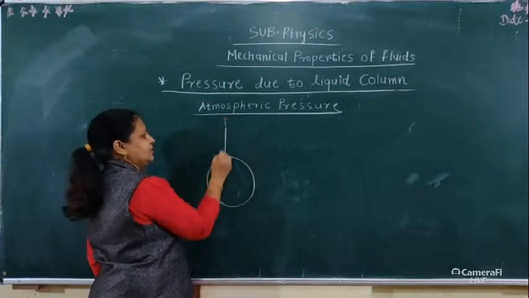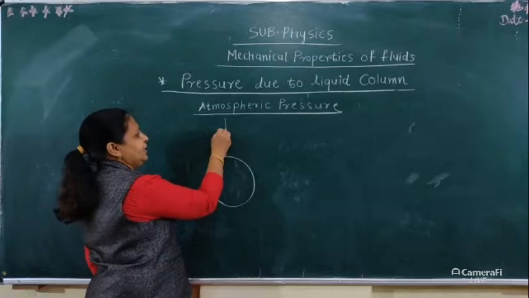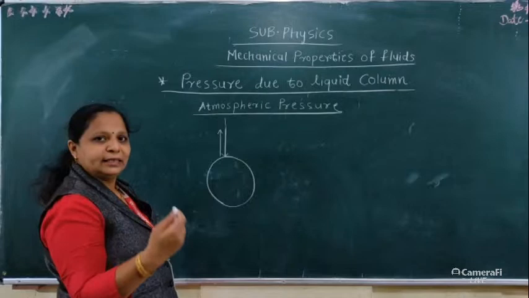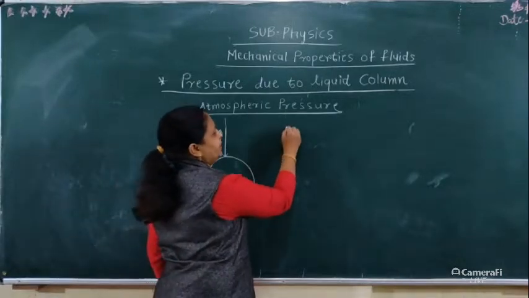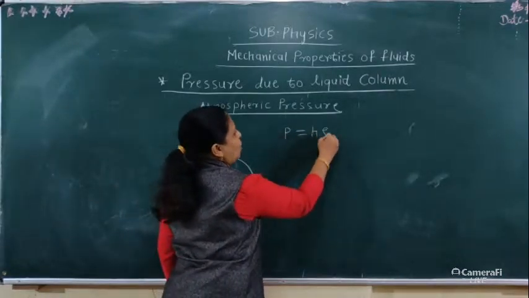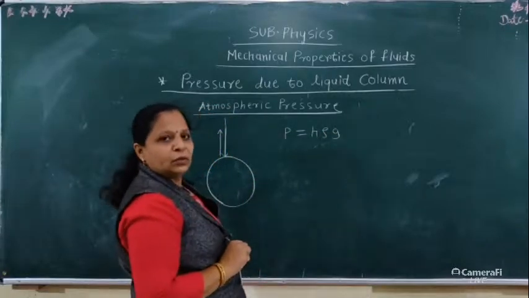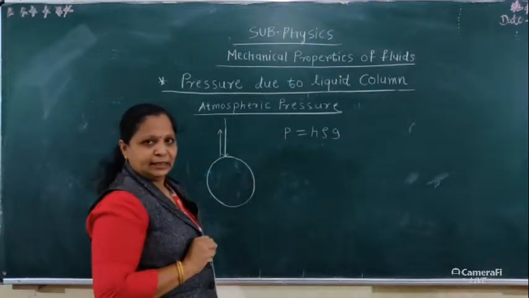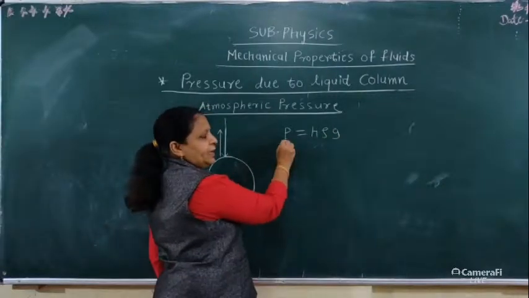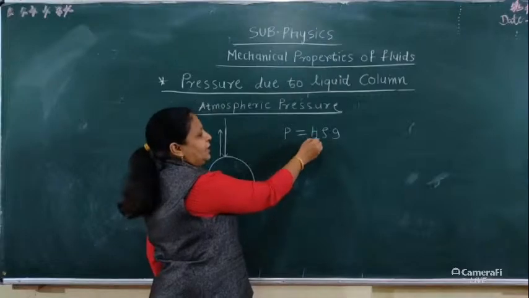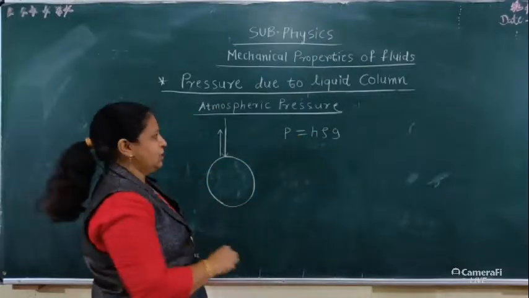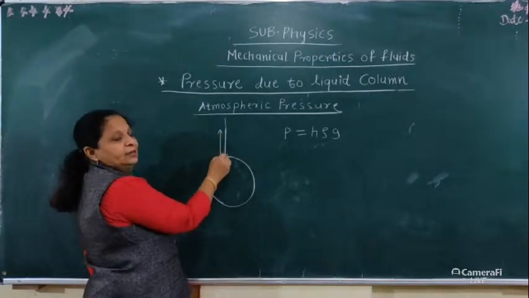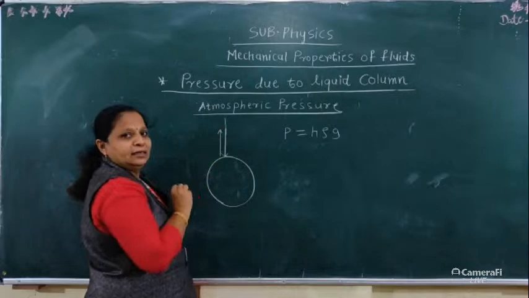When height increases, the density of air decreases. You know the pressure P is equal to H rho G, where H means height and rho means density. When density increases, pressure increases. When height increases, pressure also increases. But here what happens? The density of the atmosphere or air decreases when height increases.